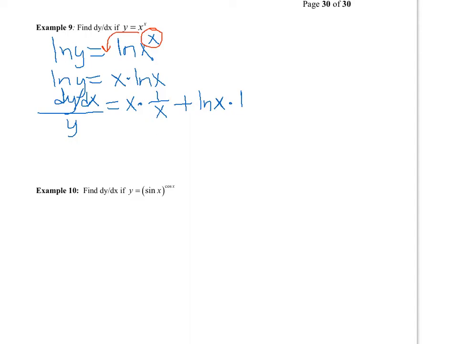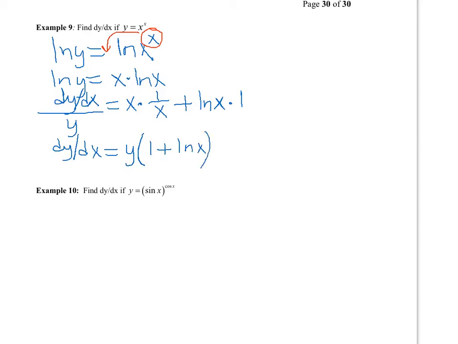We can clean up the right-hand side a little bit, but before I do that, I'm going to multiply this y to the other side to get it out of the denominator, because the end goal is to solve for dy/dx. So I'm going to have dy/dx equals y times x times 1 over x, which just cancels to 1, plus the natural log of x.